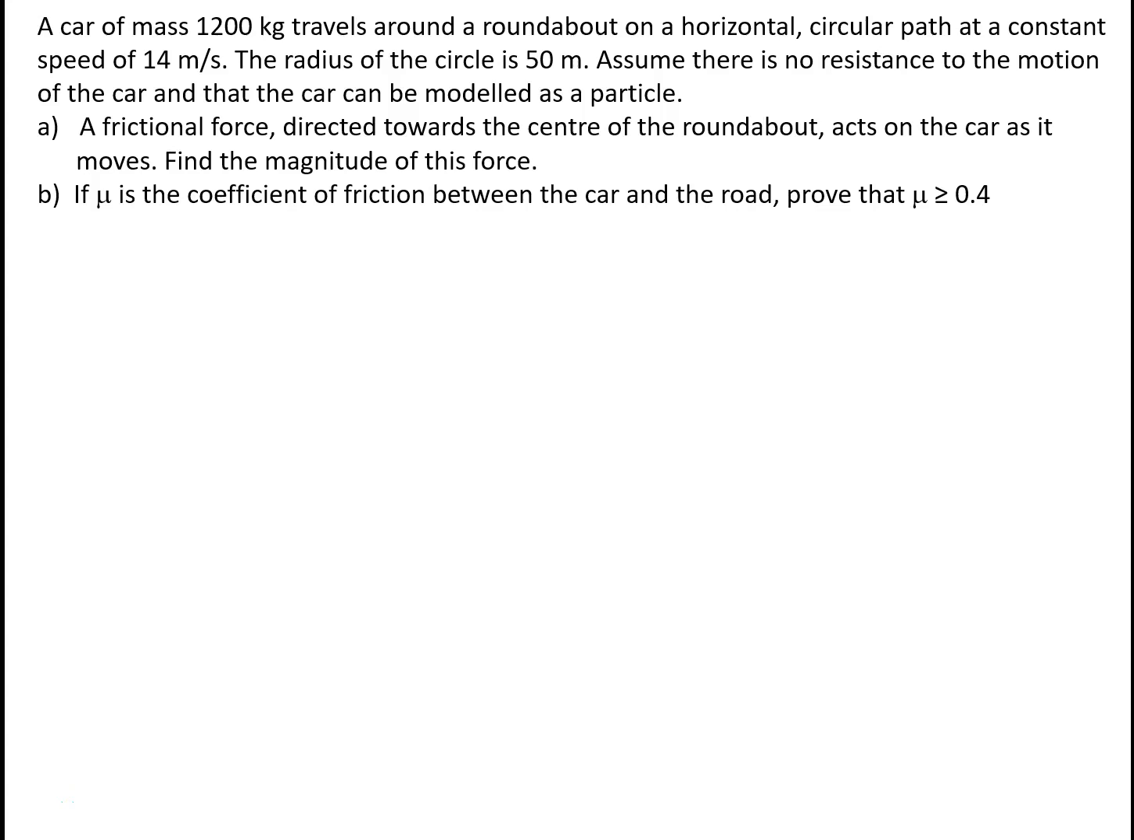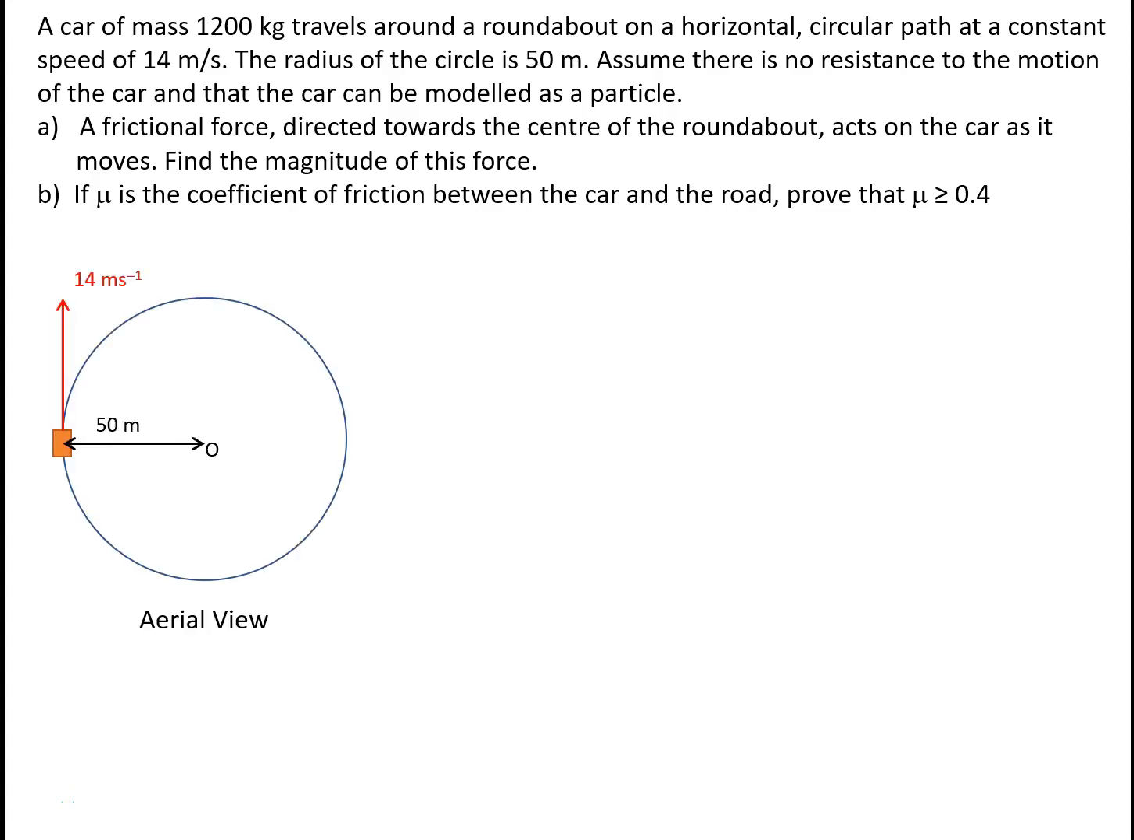Now we'll start by drawing a couple of diagrams. The first diagram is showing the aerial view of the car travelling around the roundabout. And then the second view, and probably the more useful view, is going to be the side-on view, looking at the car going around this circle of radius 50 meters.